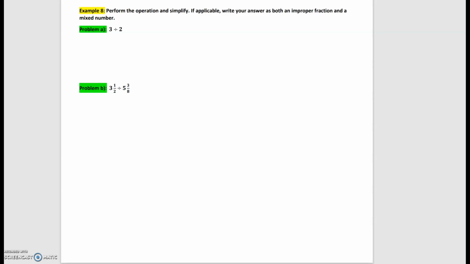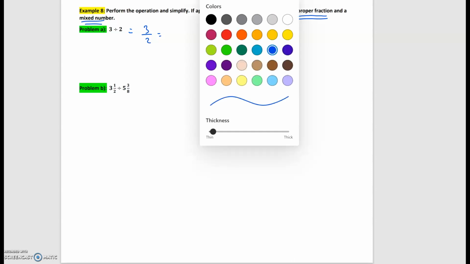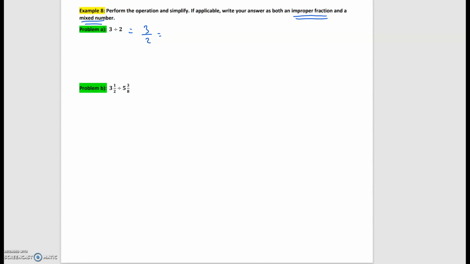Hi class, let's take a look at example 8. In this particular example, and the problems associated with it have specific instructions. They want us to perform the operation, and then if it applies, express it as an improper fraction and as a mixed number. So on the very first one, it's actually done because this is just 3 divided by 2. And as an answer, that would be perfectly fine. There's nothing to do there.